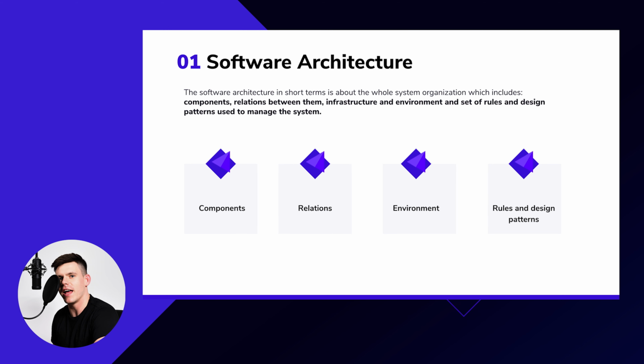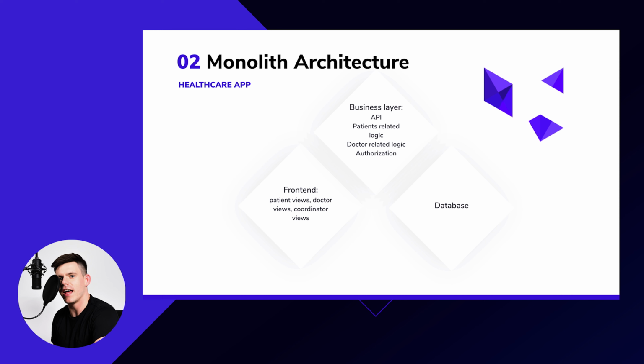So, at first, let's speak about software architecture. In short term, the software architecture is about organizing the whole system, where we need to define the components, relations between the components, environment, rules, and design patterns. Monolith architecture is the example of the architecture that is using the single application to encapsulate the whole business logic and other problems that are related to creating our app. It means that the front-end layer, business logic layer, and database layer are closed in terms of the single app. For example, Ruby on Rails app.